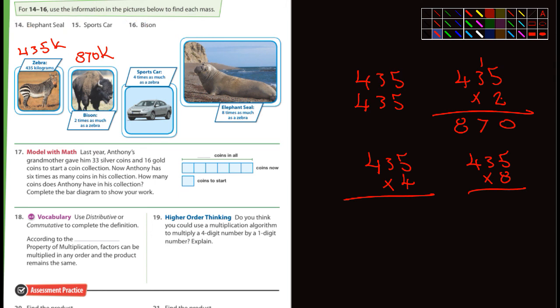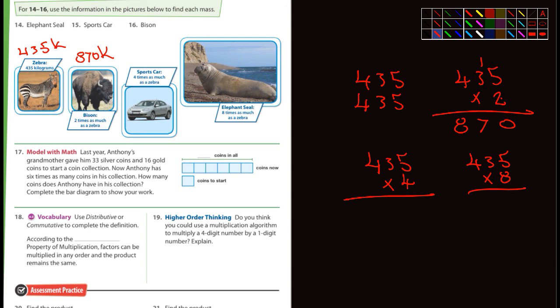All right. 17, model with math. Last year, Anthony's grandmother gave him 33 silver coins and 16 gold coins to start a coin collection. How nice would that be? I wish I had a grandmother like that. Now Anthony has 6 times as many coins in his collection. How many coins does Anthony have in his collection?